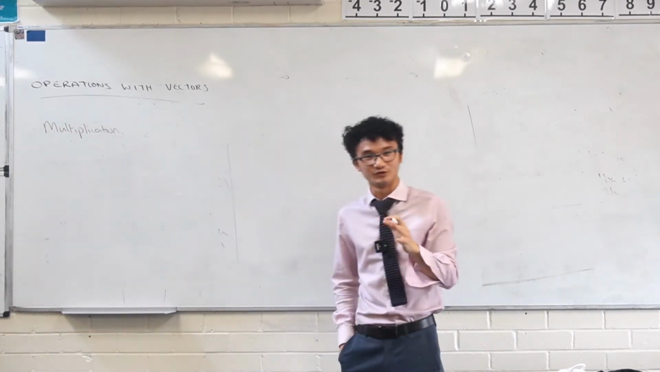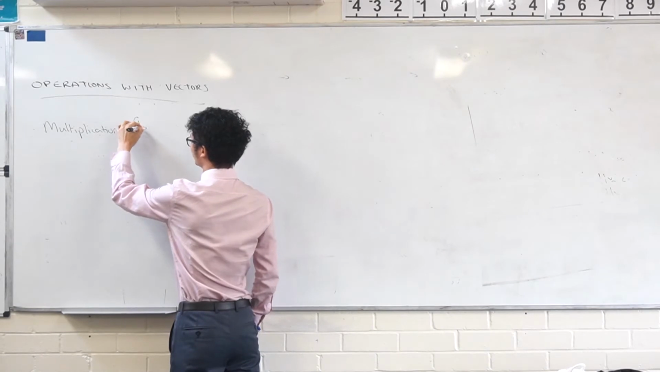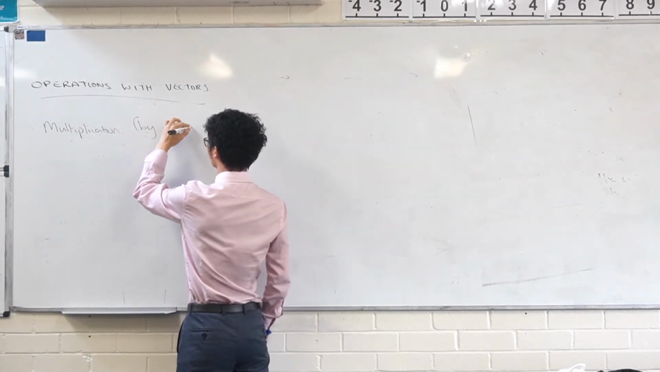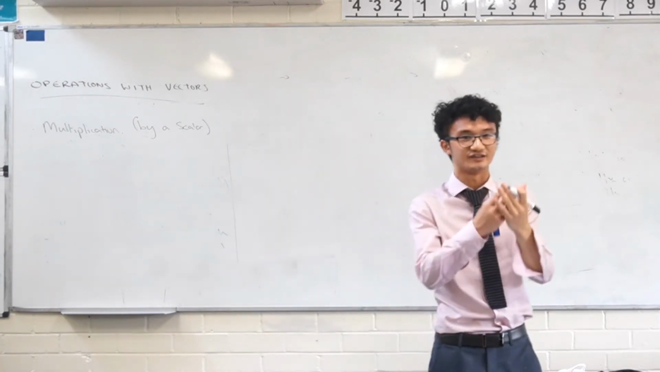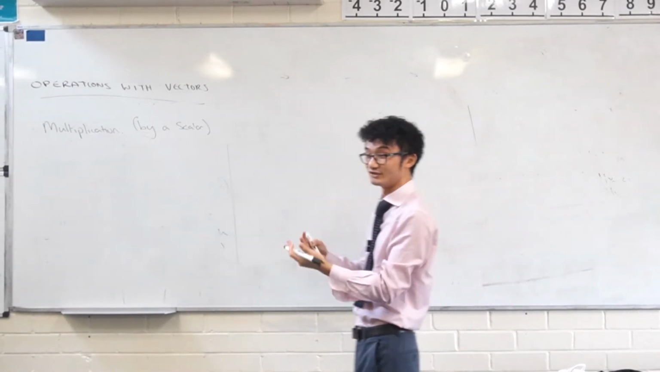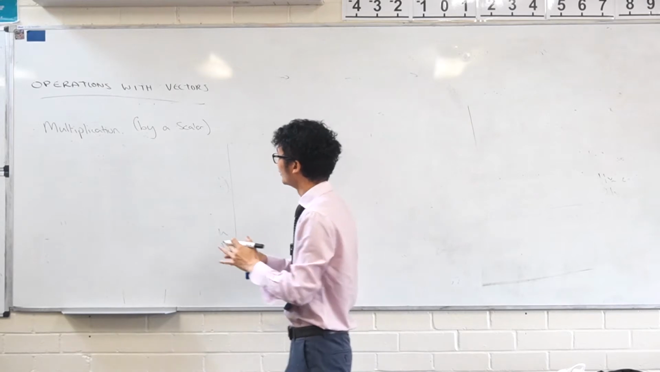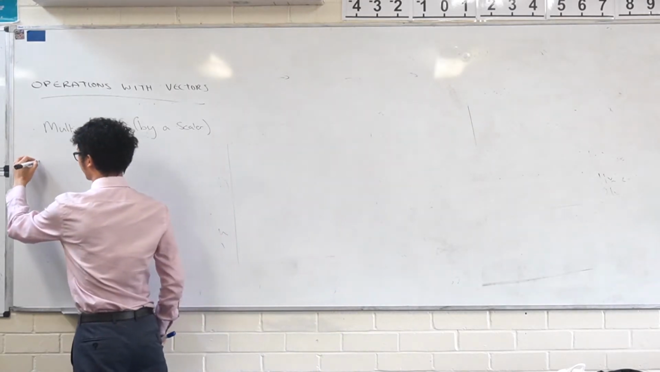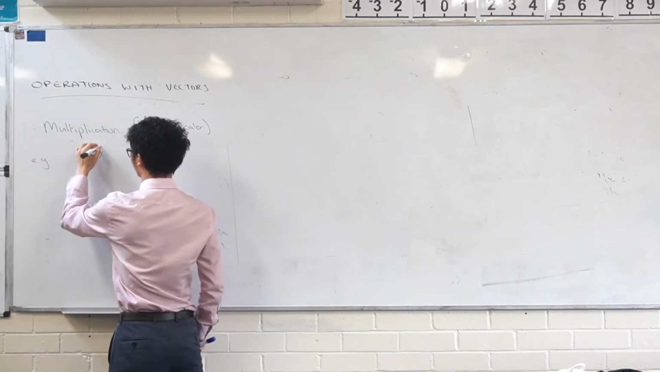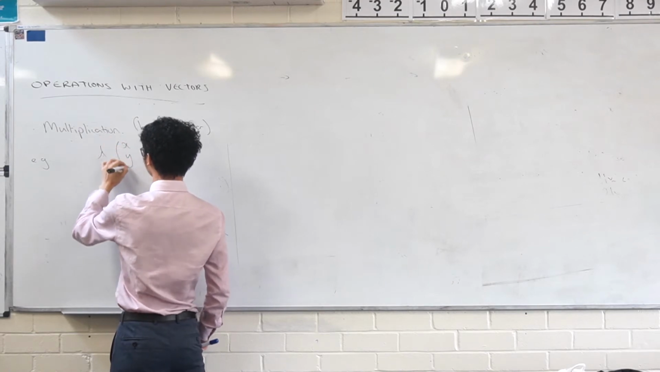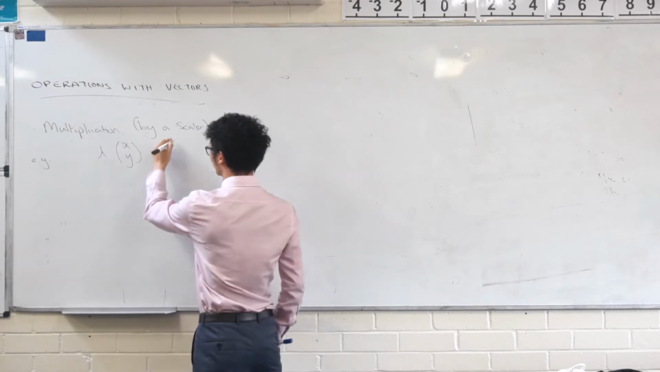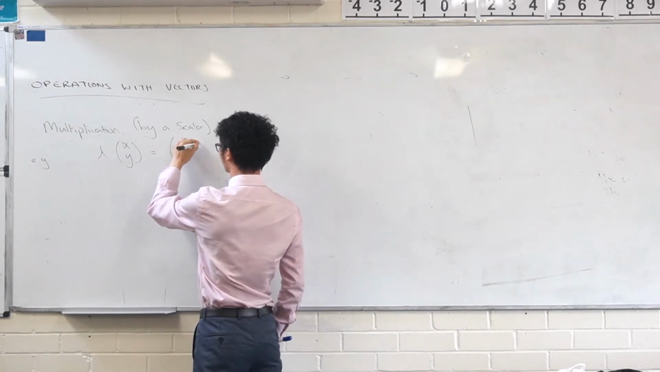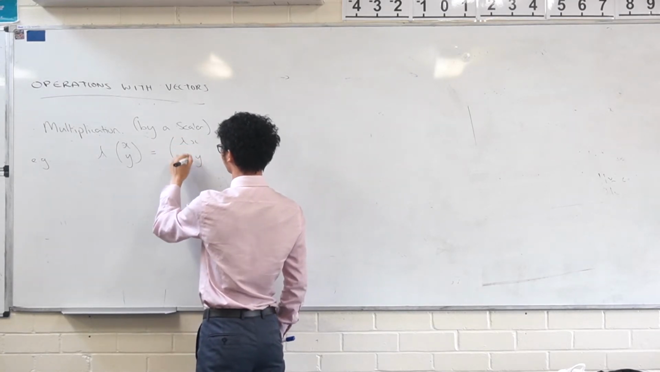The first type of multiplication is by a scalar, right? And we distinguish between the two again. What's the difference between a vector and a scalar? A scalar has just magnitude, whereas a vector has magnitude and direction, right? So, for example, if I take lambda multiplied by (x, y), here's my vector, here's my scalar, this would become lambda x and lambda y, right?